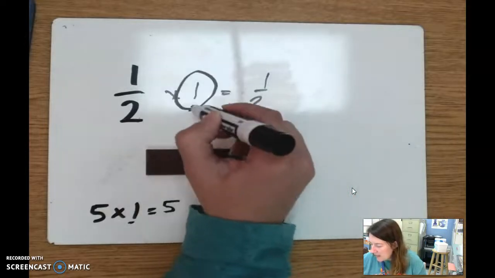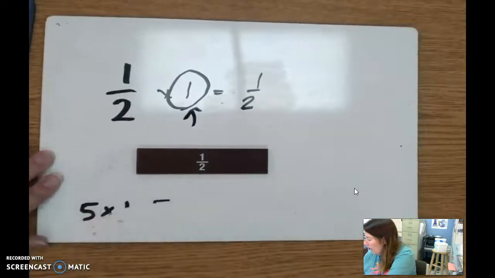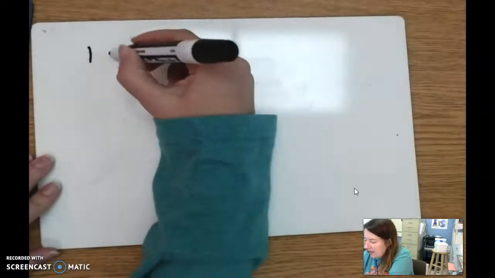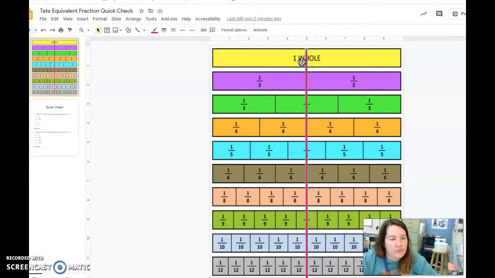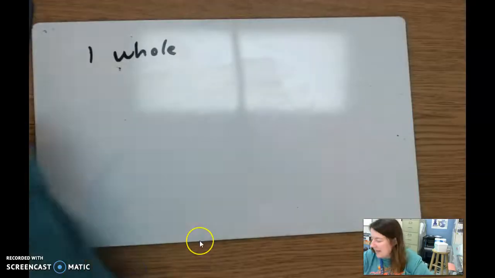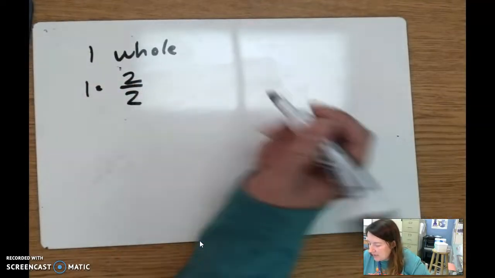But I want to look at this 1 whole piece here because there are other ways to write 1 whole. So let's look at the fraction strips and figure out other names for 1 whole. Look at these fraction strips. This is 1 whole, this yellow piece up here. Well, this is also a whole. How many halves equals a whole? 1/2, 2 halves. Look, 2 halves is the same as a whole. So 1 whole is the same as 2 halves.